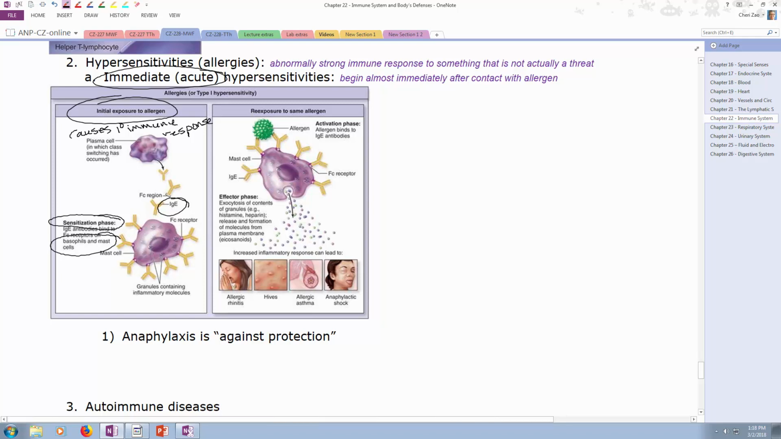Then, unfortunately, when you get re-exposure to this same allergen, then it will actually land on the receptor portion of our IgE, and it will cause the mast cell or the basophil to undergo exocytosis of their granules, or degranulate, and release histamine and heparin and cause this unfortunate cascade of inflammatory effects.